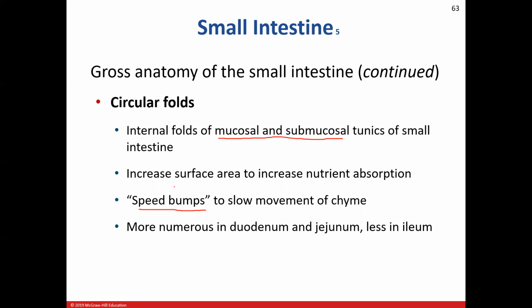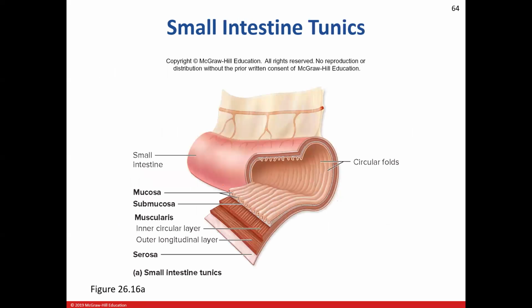But the big part of it is it increases the surface area. And when we increase the surface area, we're going to be able to increase more of what we're trying to absorb. These speed bumps help to slow this down a little bit so we can get as much absorption in as we can during the time that we have the chyme in these locations. And as we move from one end of the small intestine to the other end, the plicae circulares, these circular folds, will start to decrease. Because as we change in the histology throughout these organs, as we get closer to the large intestine, parts of the small intestine are going to take on more characteristics of the large intestine.